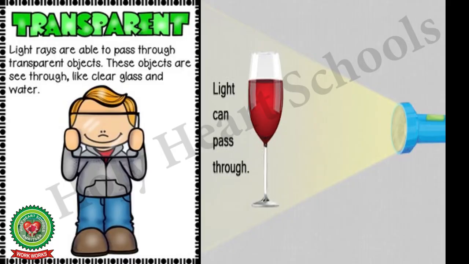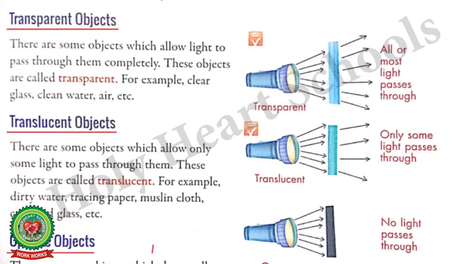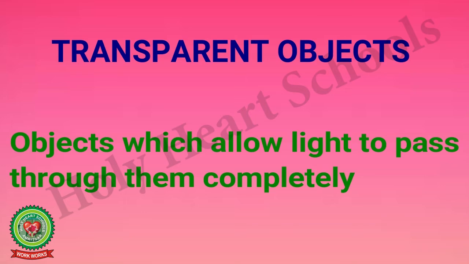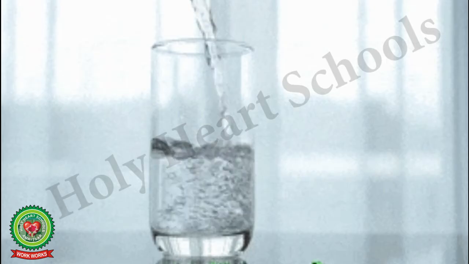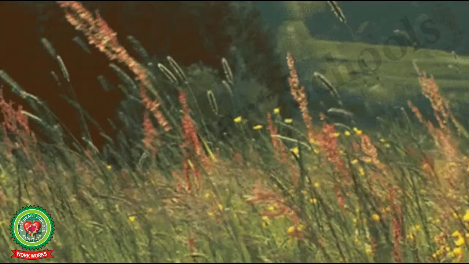The first one is transparent objects. There are some objects which allow light to pass through them completely. These objects are transparent objects. Underline the word transparent objects and write down its definition. The objects which allow light to pass through them completely are called transparent objects. The examples of transparent objects are clear glass, clean water, air, etc.